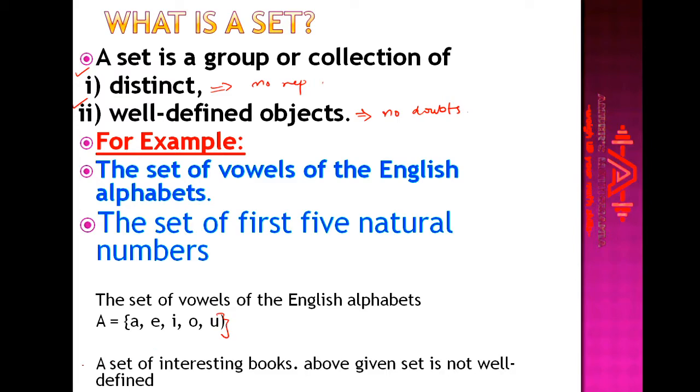But if we are saying write down a set of interesting books, so this set is not well defined. Why? Because everybody has their own interest. So no standard is defined over there. So this is not a well defined set. So this is not a set because it is not well defined.